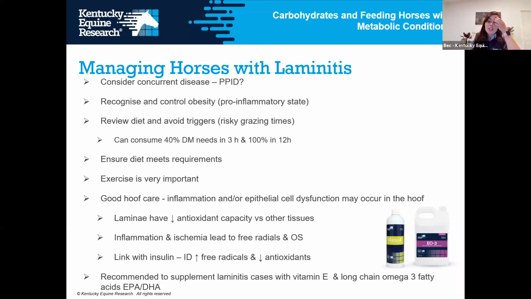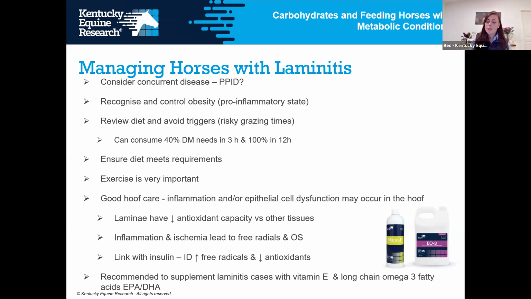For horses with laminitis, you do need to look at and recognise obesity, that it is a pro-inflammatory state, and that dietary and pasture triggers are very, very risky in these horses. We've just been through some of those statistics. Exercise is really important when you can do so, and hoof care is really important as well, because hoof health actually changes at a cellular level. So it's hard to improve once the cell is already in place, and it's a bit of a long, slow burn.